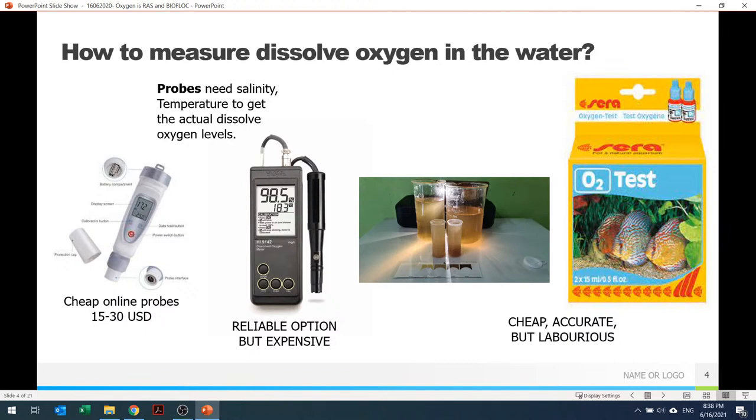So it's very hard to read a 5.5, a 5.7, or a 3.8. And you need to be able to distinguish color. So there's no point getting a colorblind aquaculturist who can't see test kits like this. It's better for you to probably get a probe in that sense.